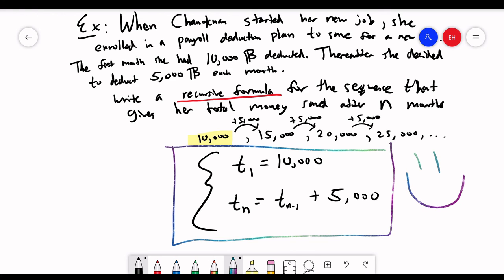And we can test this out in month 3. We should get T3 equals T2 plus 5,000, and T2 is 15,000. So plus 5,000 is 20,000, which was what we wanted. So we're very happy.